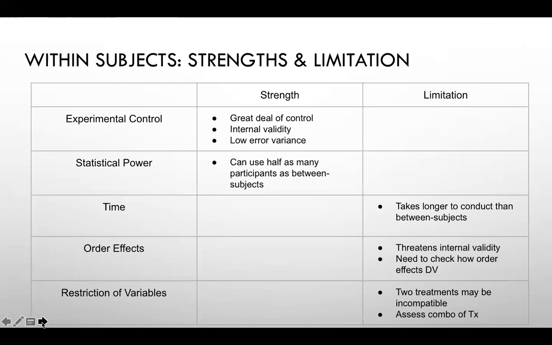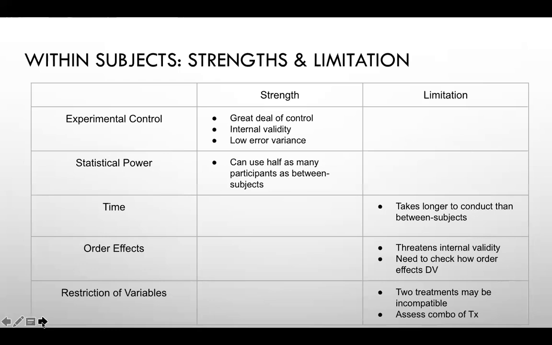So, some strengths and limitations of our within subject design. You definitely have a lot of experimental control, high levels of internal validity, and low error variance. You also can use fewer participants than between subjects because each participant is serving as their own control group. You therefore eliminate some cost and some time in acquiring participants.